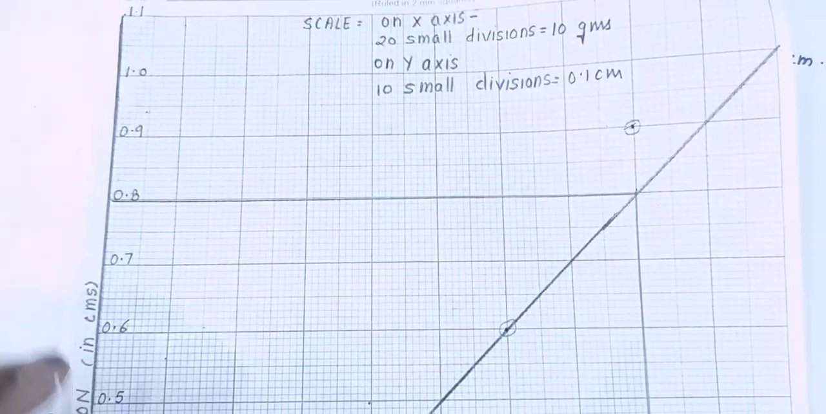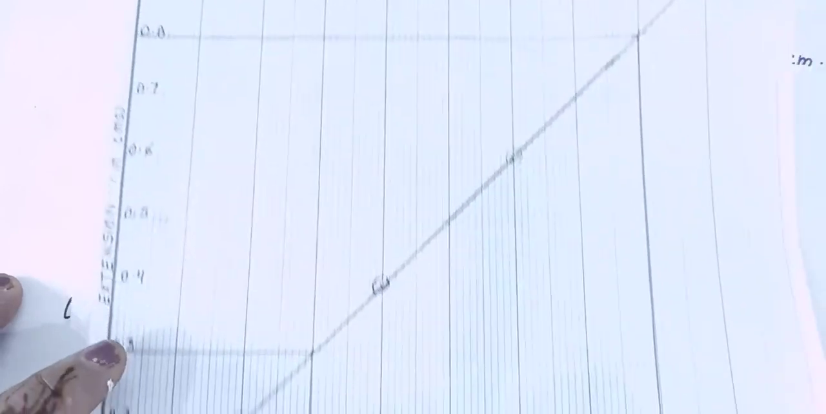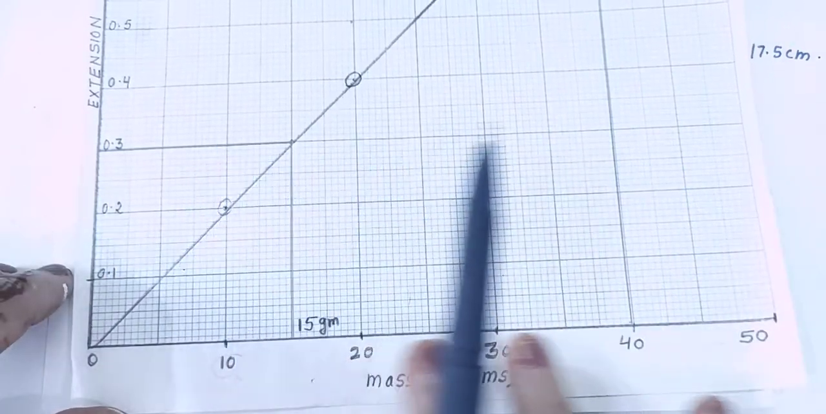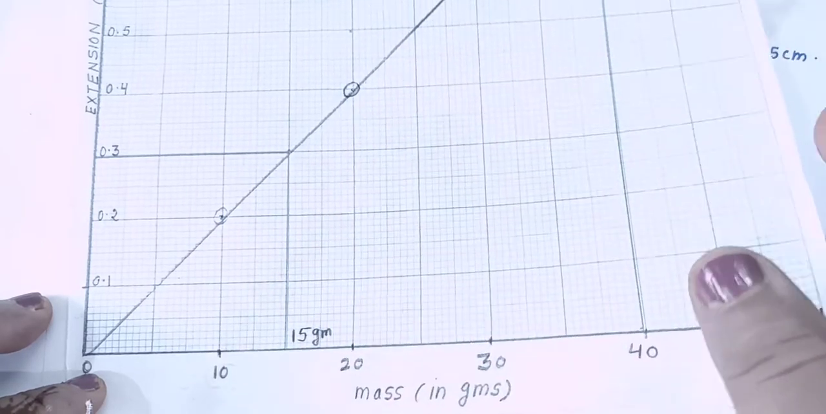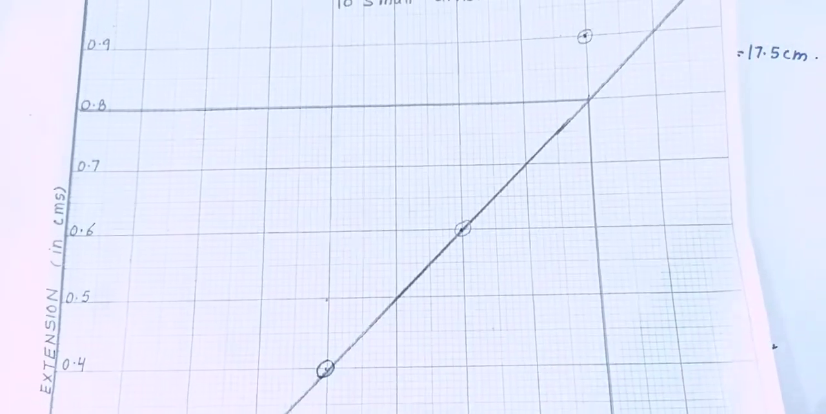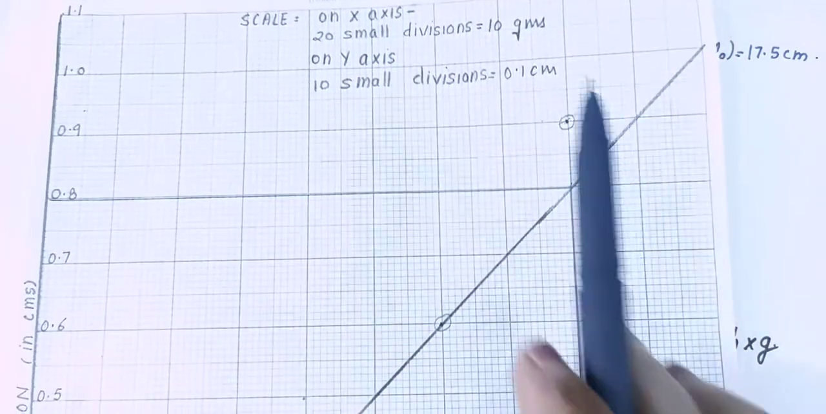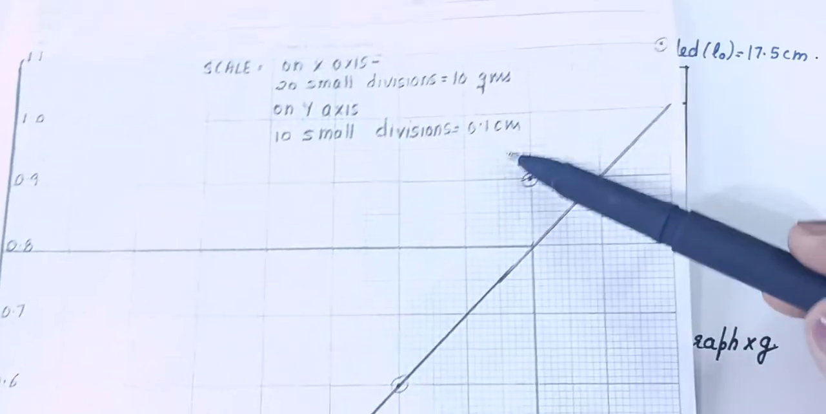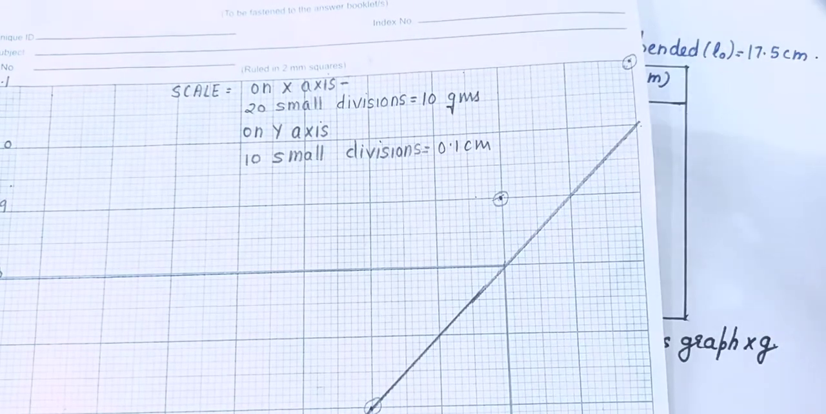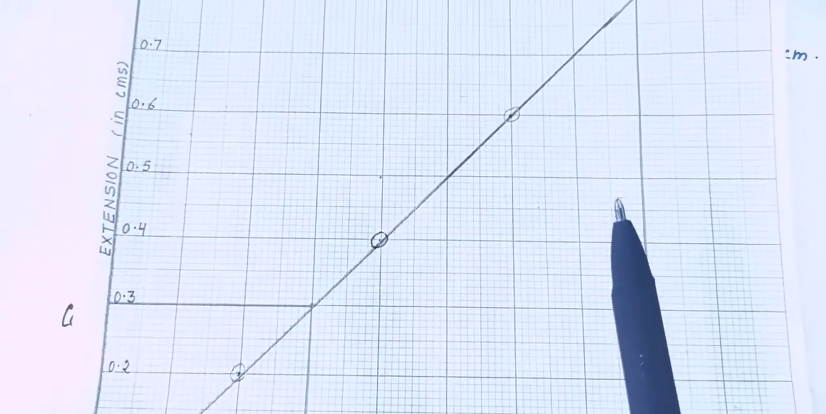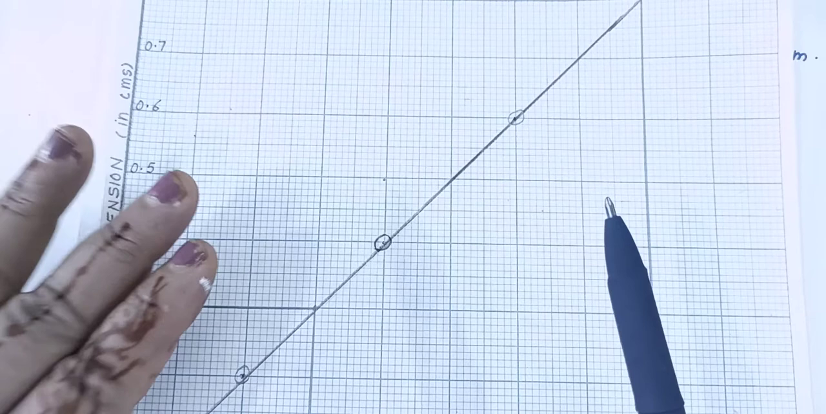There is the extension on the y-axis, mass on the x-axis, and I explained to you how to draw the graph, what precautions we have to take while drawing the graph, what are the rules to draw the graph, the scale taken, the straight line. Here one point is not on the line drawn, 2 points are left which are not on the line, but 3 points are on the line, and actually we have to find the best fit line.